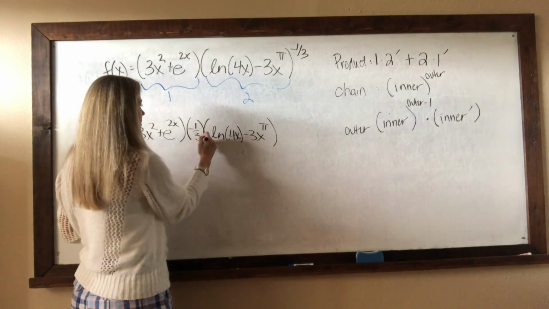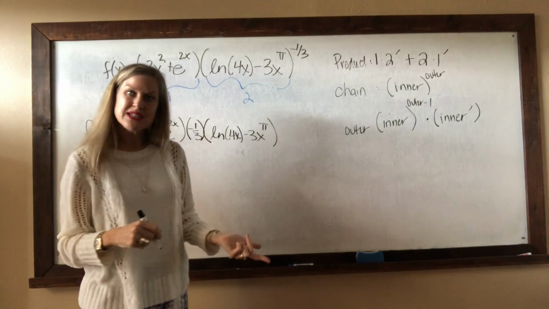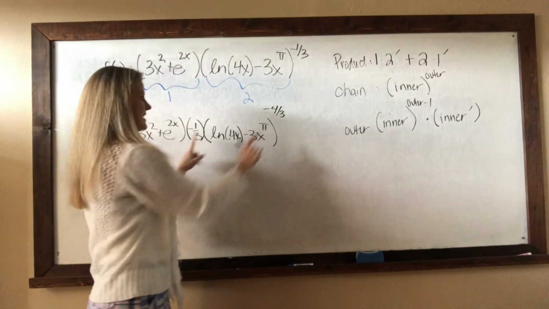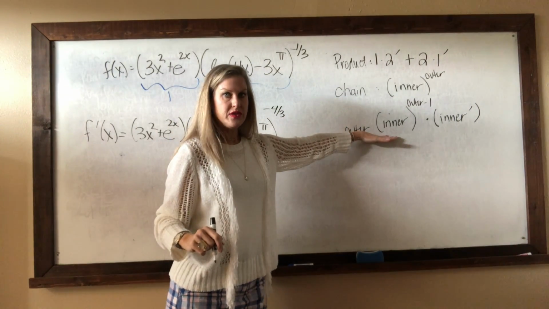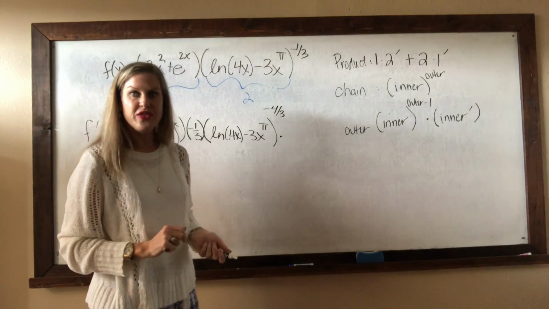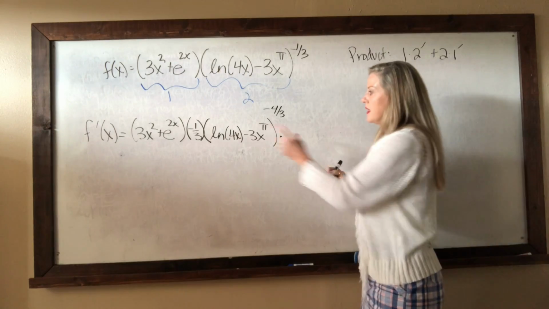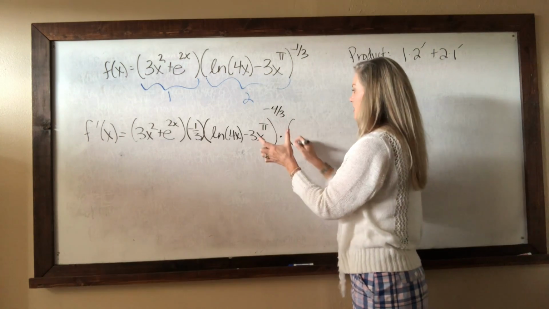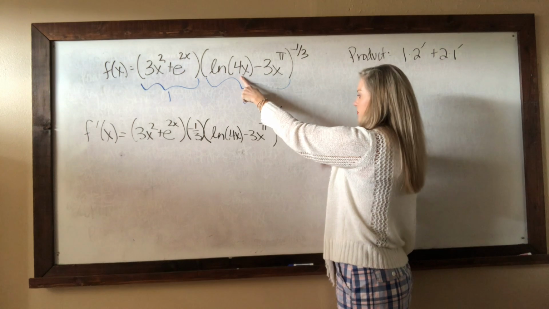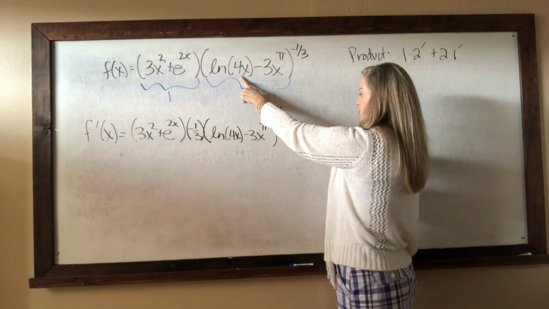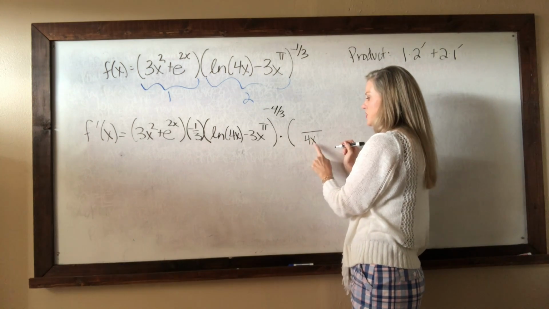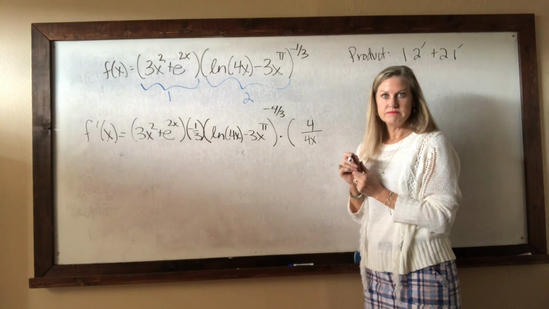Negative 1/3. Negative 1/3 minus 1 is negative 4/3. So that is just this part of the chain rule. Now I'm going to multiply by the derivative of the inner. So when I derive the inner portion, I have to use some special rules. I have the natural log of blah. So when I derive that, the blah goes in the bottom. The blah is just the argument. And the derivative of the blah goes in the top.